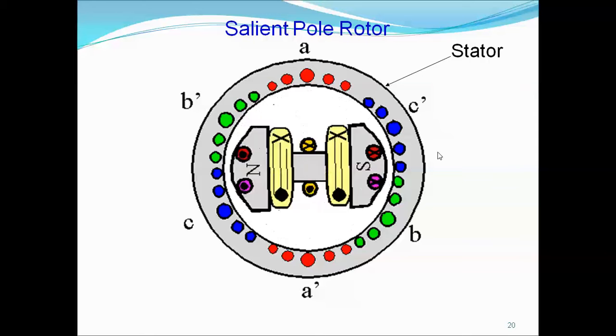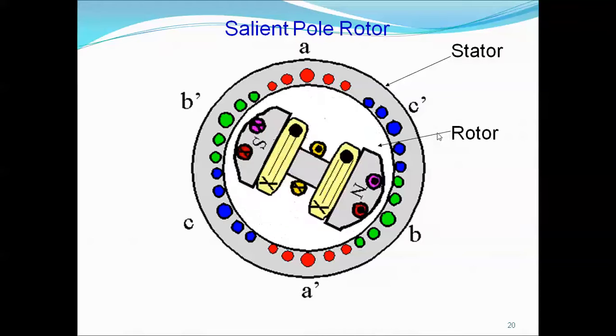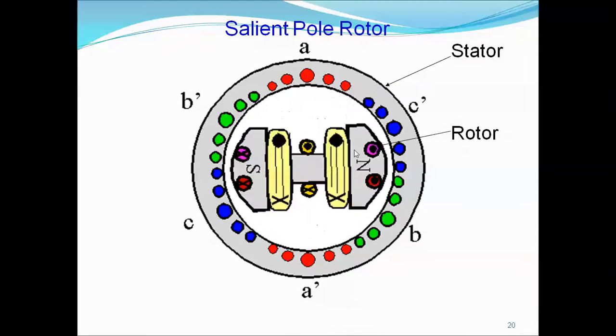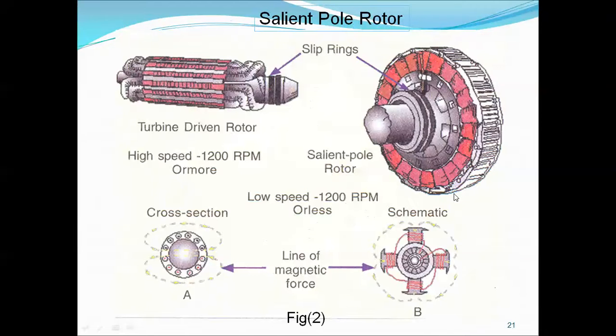This is the stator, as shown in the figure. This is the rotor, the rotating part. This is the stator winding, and this is the rotor winding. So these are the parts. These are the slip rings. This is the rotor, these are the rotor slots, and this is the rotor winding.